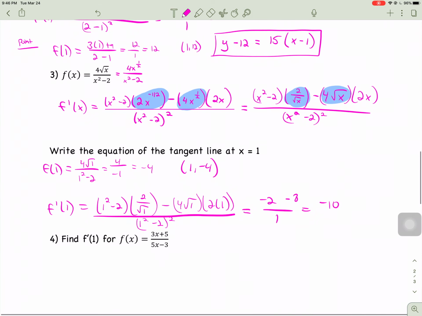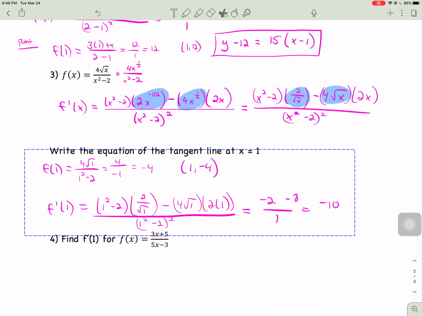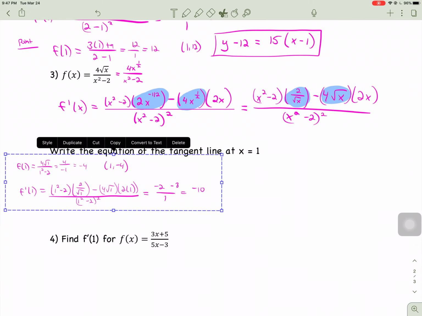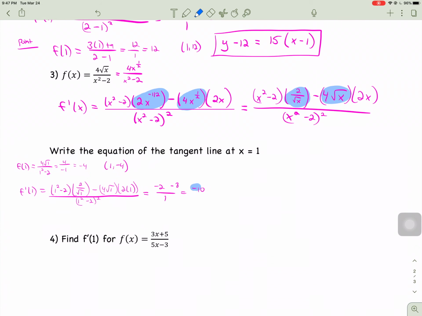So that means we have the point, we have a slope. Now we can write the equation of the tangent line in what we call point-slope form. So again, we need the slope, we need the point. It becomes y plus 4, opposite sign, equals slope, and then the opposite sign, x minus 1. There you go.